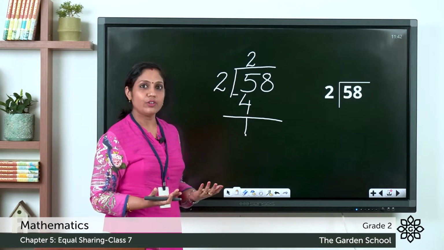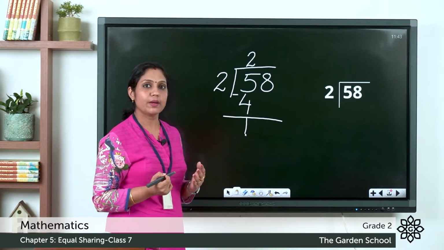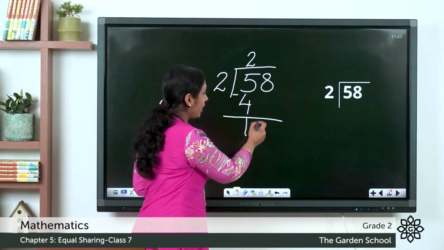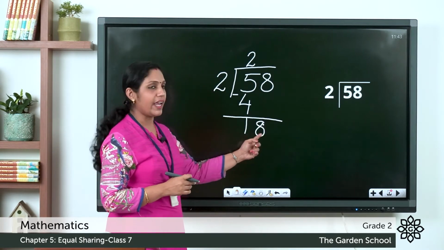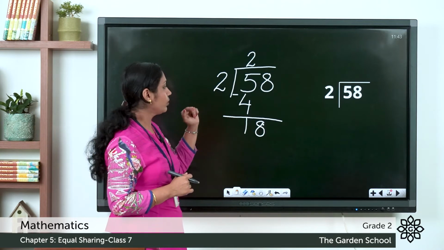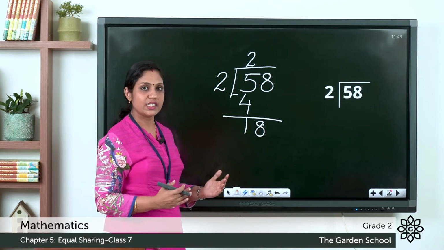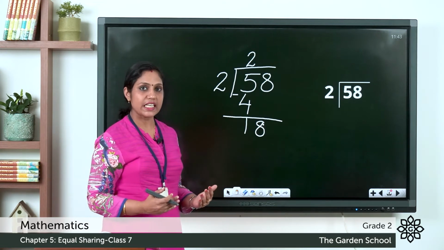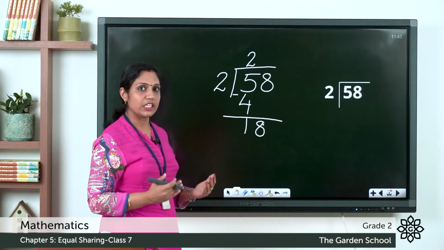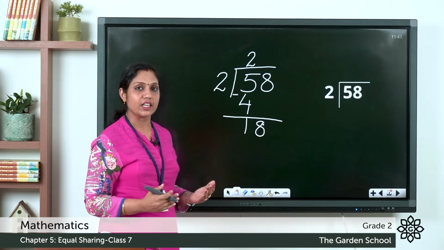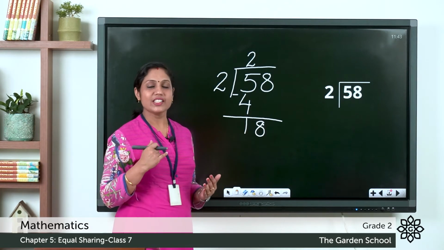So now what do we have to do? We need to bring the next number down. Which is the next number? It is 8 here. So bring it down and write it near 1. Now what is this number? It is 18. Now check in the 2's table how many times you get 18. 2 ones are 2, 2 twos are 4, 2 threes are 6, 2 fours are 8, 2 fives are 10, 2 sixes are 12, 2 sevens are 14, 2 eights are 16. So you reach 2 nines are 18.